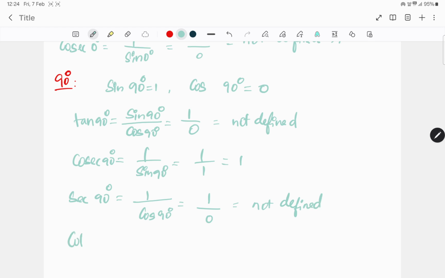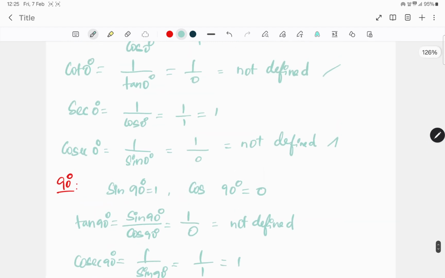Then cot 90 degree. Cot 90 degree is equal to 1 by tan 90 degree. Tan 90 degree is not defined, but we have got the value previously as 1 by 0. When the 0 goes to the numerator, it will be 0.